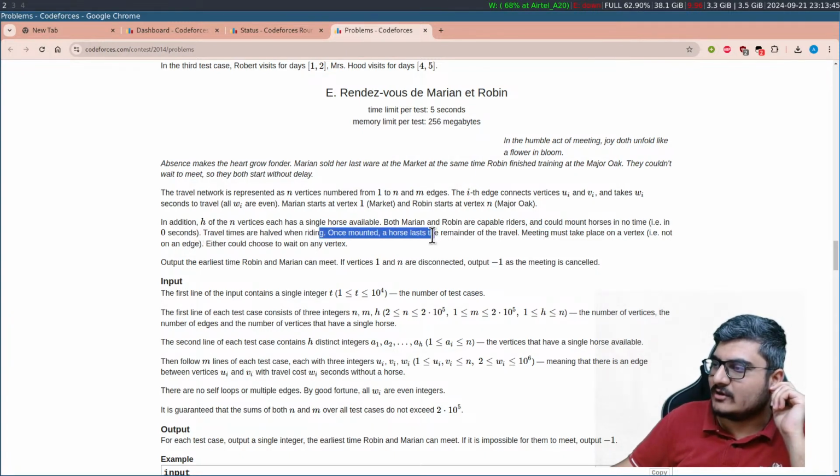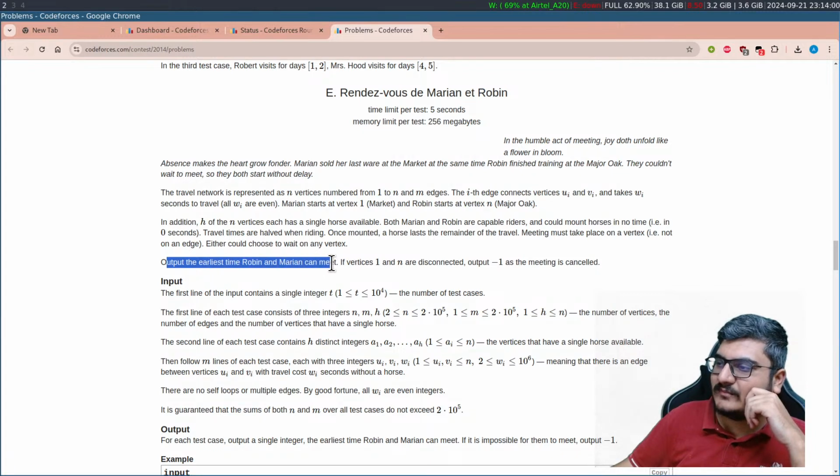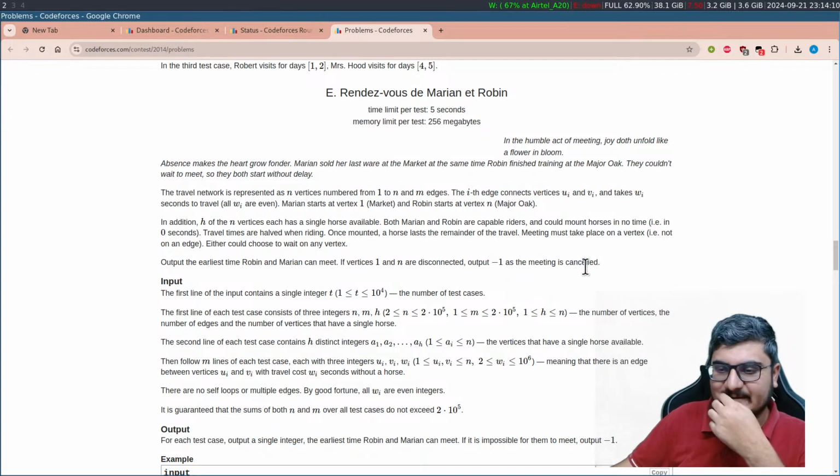Once mounted, a horse lasts for the remainder of the travel time. Meeting must take place on a vertex, it cannot take place on an edge, and either could choose to wait on any vertex. What is the earliest time when both of them can meet? If vertices 1 and n are disconnected, that is, they can never meet, print -1 as the meeting is cancelled.